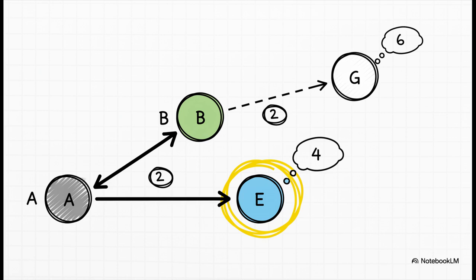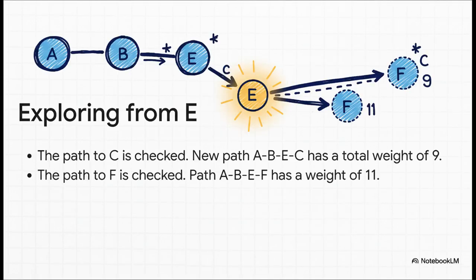So the algorithm scans all its options again. We've got G at a cost of 6, and this new path to E at a cost of 4. The smallest one wins. That's E. So E's path becomes permanent. And now that E is locked in, it's like we've just unlocked a whole new part of the map.